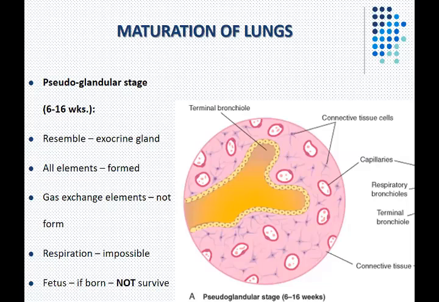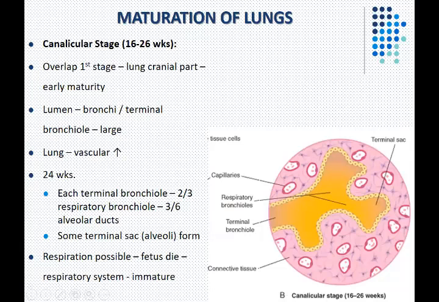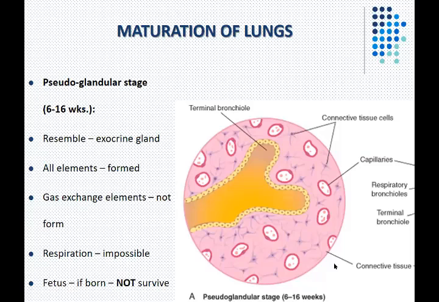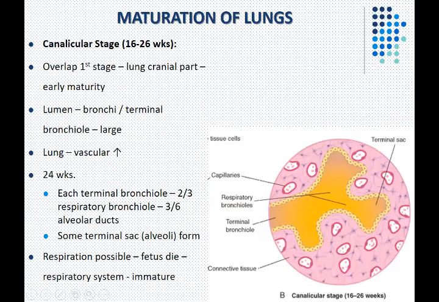ठीक है. अब इसमें all the elements of the lung are formed, but not the gas exchange mechanism. वो नहीं develop हुआ. सिर्फ जो conducting part है उसके सब elements बनते हैं. इसमें connective tissue भी है, उसमें blood vessels भी है, इसमें bronchi, bronchioles all have developed. लेकिन gas exchange elements develop नहीं हुए. As a result, in this stage, respiration is not possible. So, with this stage, no respiration is possible. And if the child is born at this stage, obviously, the child is not going to survive because lung has not developed enough to allow survival of the baby. Then comes the canalicular stage.